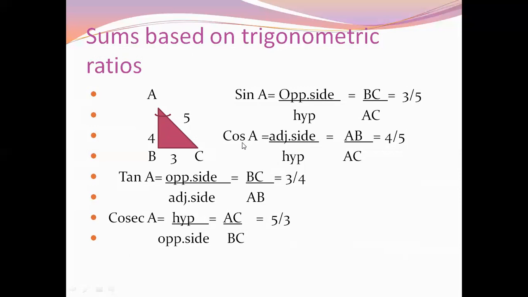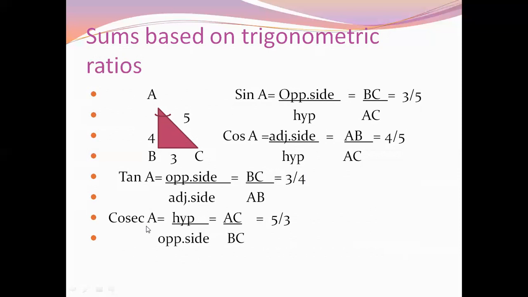Now, cos A. The cos formula is adjacent side by hypotenuse. That is, adjacent side is AB and hypotenuse is AC. AB value is 4 and AC value is 5. So its answer is 4 by 5. Next, tan A. What is the tan A formula? Opposite side by adjacent side. So the opposite side here is BC, adjacent side is AB. So BC by AB. BC value is 3 and AB value is 4. So its value is 3 by 4.